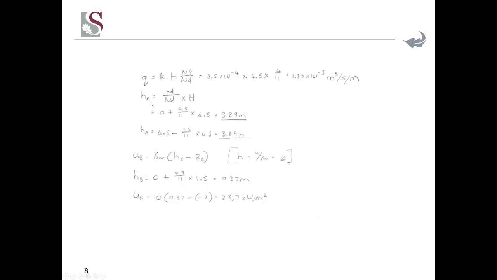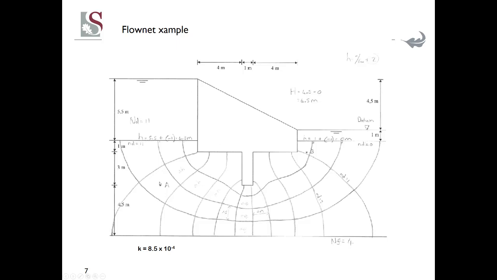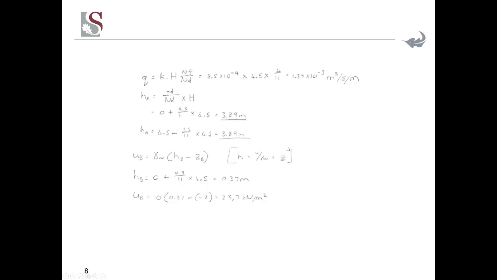So at point A, h_A becomes this: 0 plus 9.5 over 11 times 4.5, which is 3.89. If you look at this, 1, 2, 3, 4, 5, 6, 7, 8, 9 and a half. That's where the 9.5 comes from, and you get 3.89 meters. You can also do it the other way around: 4.5 minus 1.5 over 11 times 4.5 equals 3.89. Remember in the previous lecture I said if you count from left to right, then the equation becomes a minus.